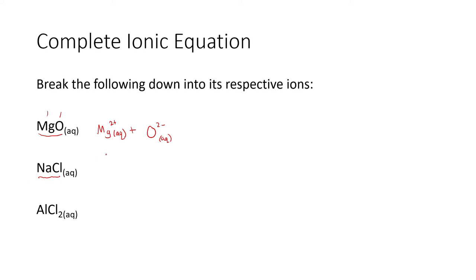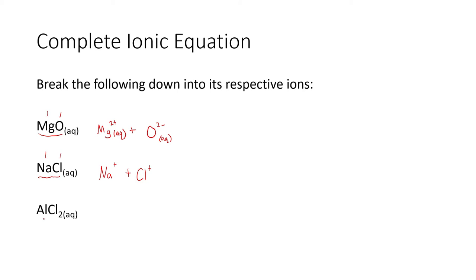This one, sodium chloride. Got sodium as our metal, chlorine as our non-metal. So we've got sodium, and we know if we look at the periodic table that sodium is going to have a charge of +1, plus chlorine, which is going to have a charge of +2.